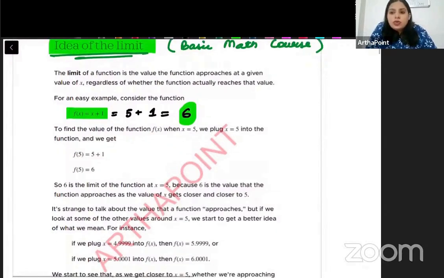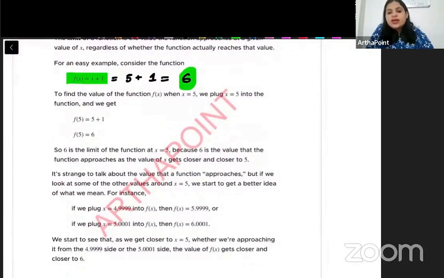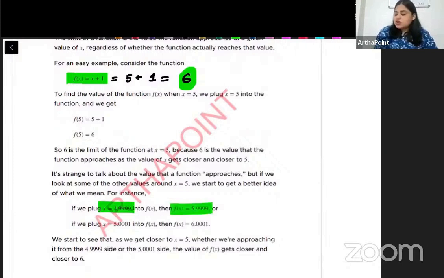Now, how do we know that the function will get closer and closer to 6? What you can do is take values of x close enough to 5, but less or more than 5. For example, if I take x as 4.99999 and put that inside the function, it will be 4.99999 plus 1. It is going to be 5.99999. If you notice, this 5.99999 is very close to 6.